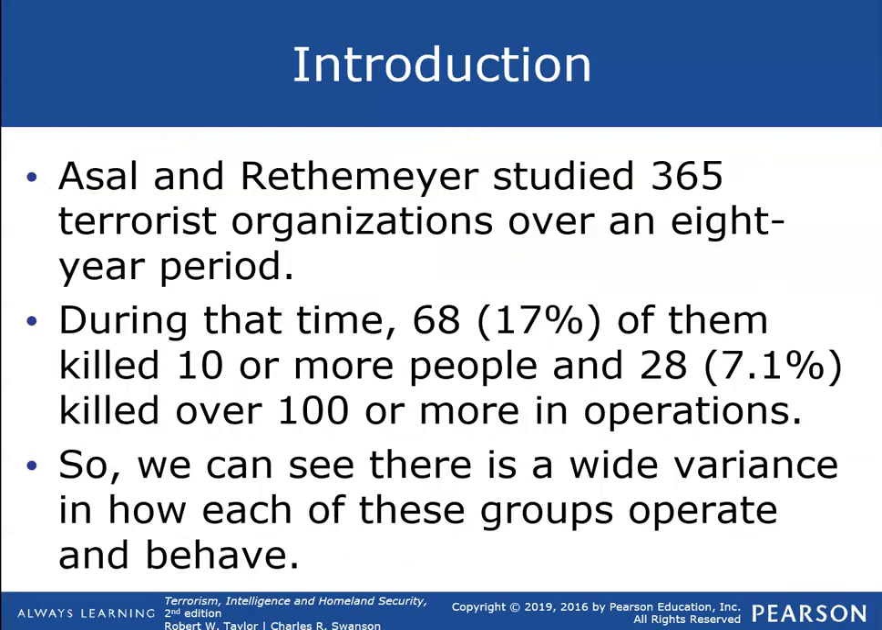So Asal and Rethenmeier studied 365 terrorist organizations over an 8-year period. And during that time, 68 or 17% of them killed 10 or more people, and 28 or 7.1% of them killed 100 or more in different operations. So again, we can really see that there's a wide variance in how each of these groups operate.